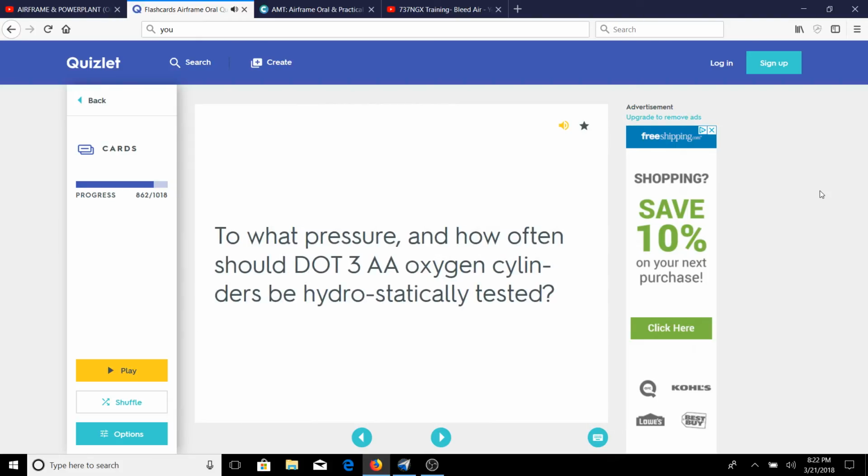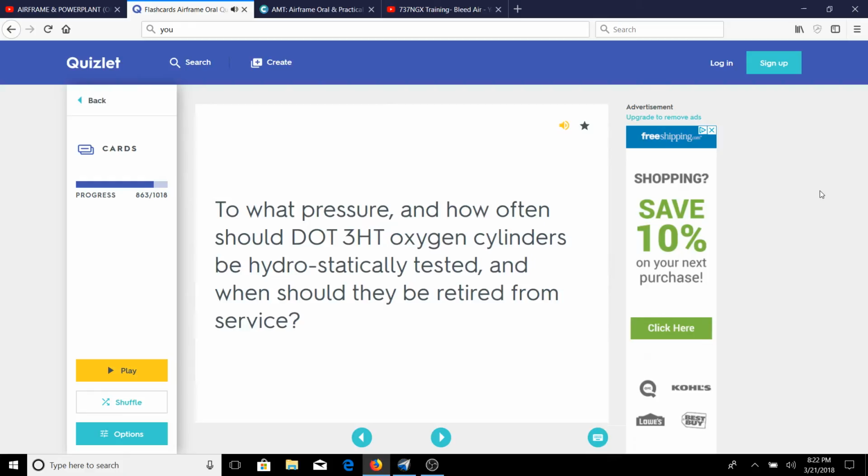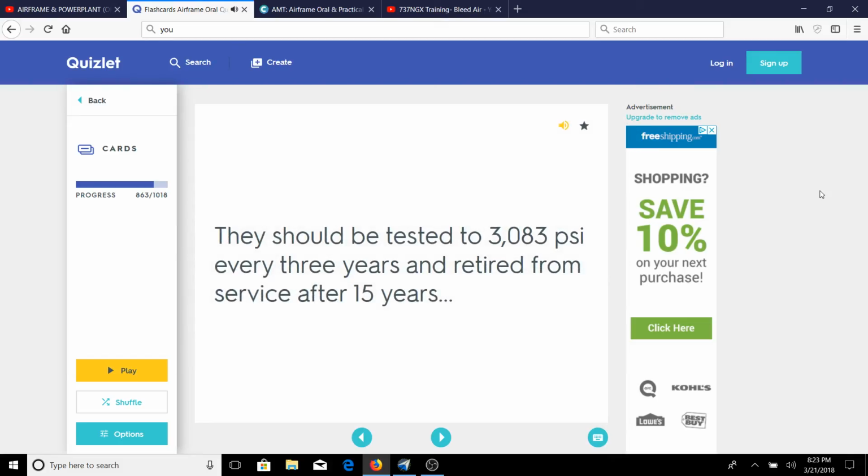To what pressure and how often should DOT3AA oxygen cylinders be hydrostatically tested? They should be tested to 5/3 of their working pressure every 3 years. To what pressure and how often should DOT3HT oxygen cylinders be hydrostatically tested, and when should they be retired from service? They should be tested to 3083 psi every 3 years and retired from service after 15 years.